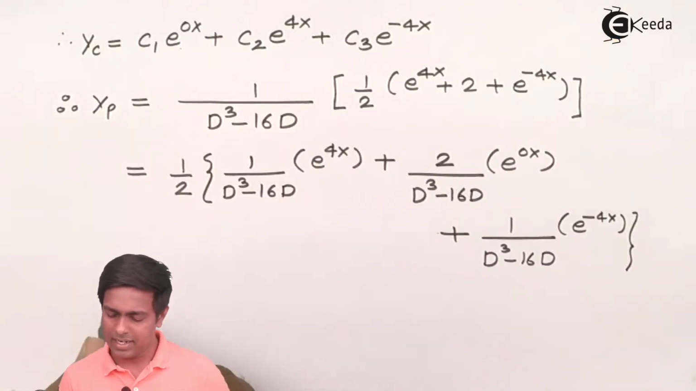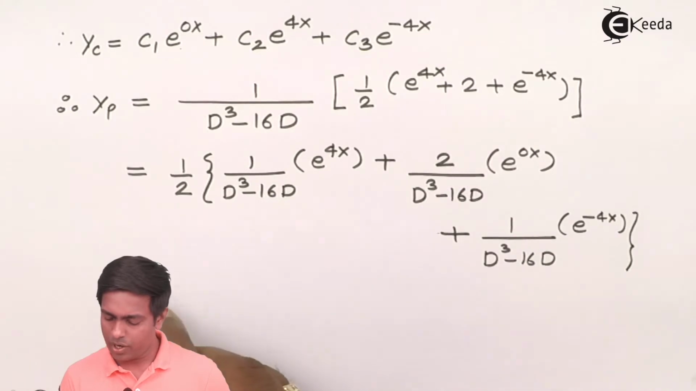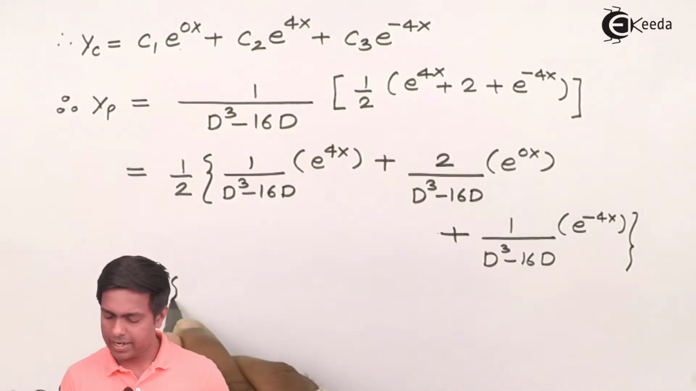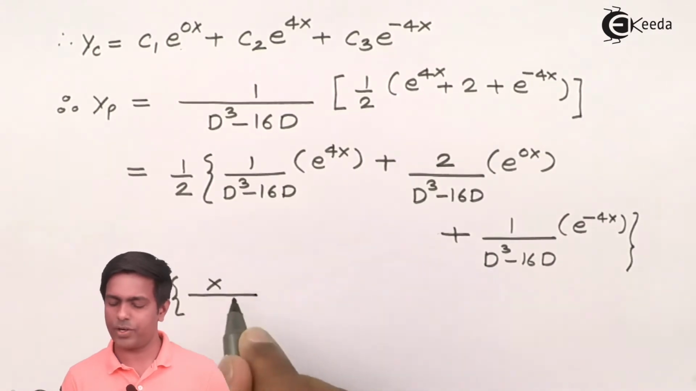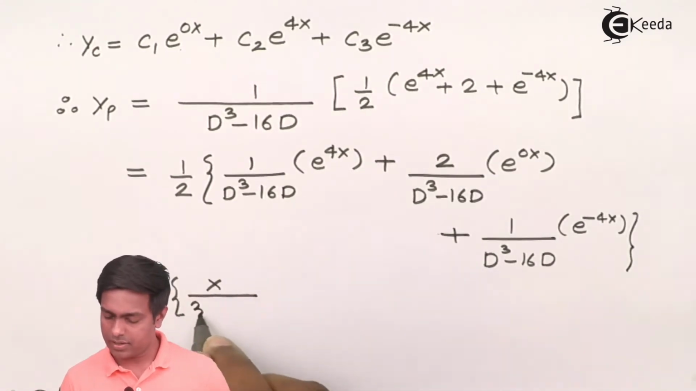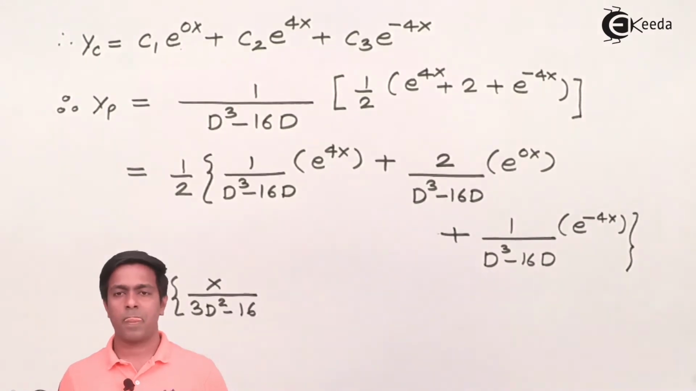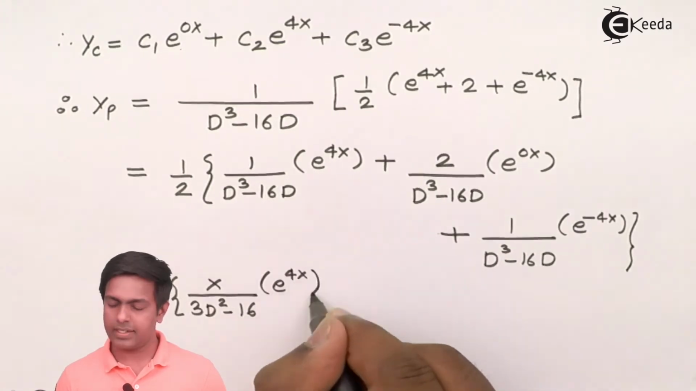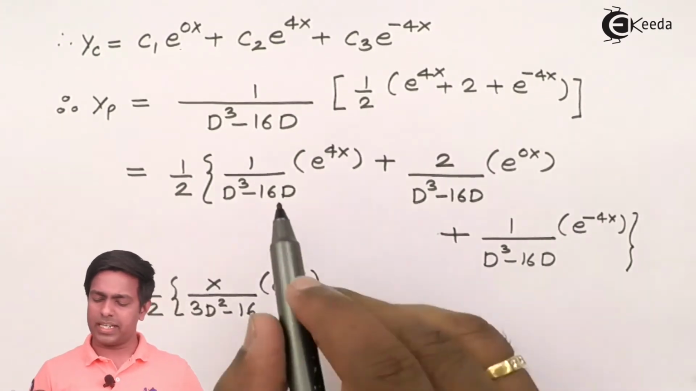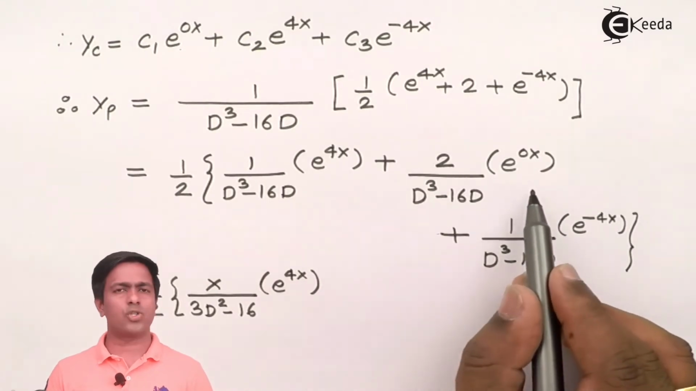So here I'll say this is equal to 1 upon 2 in bracket. I have added x, and now let's find out the derivative of this term, which is 3d square minus 16. Then this e to the power 4x term as it is. Now let's move to the second term. Here also we'll do the same thing.